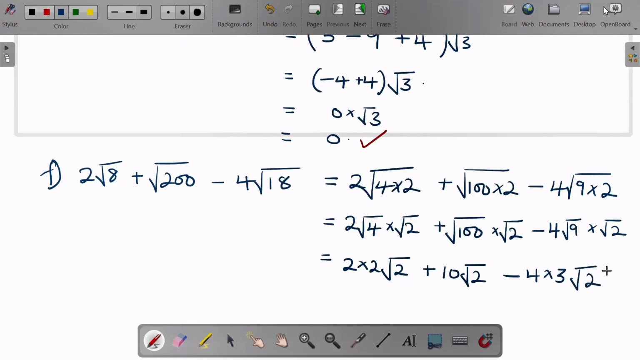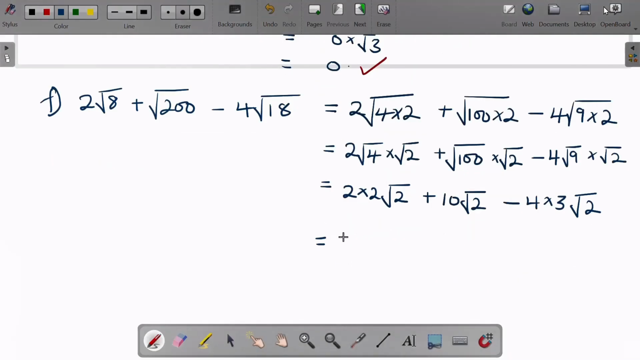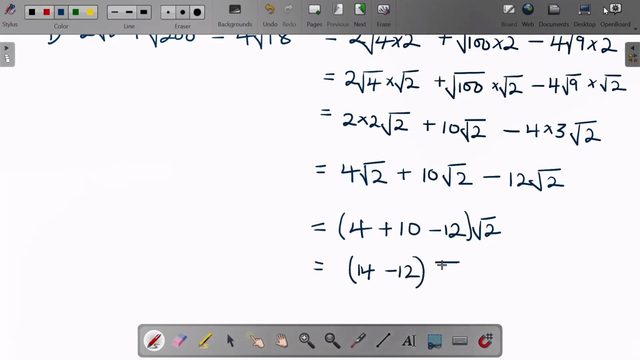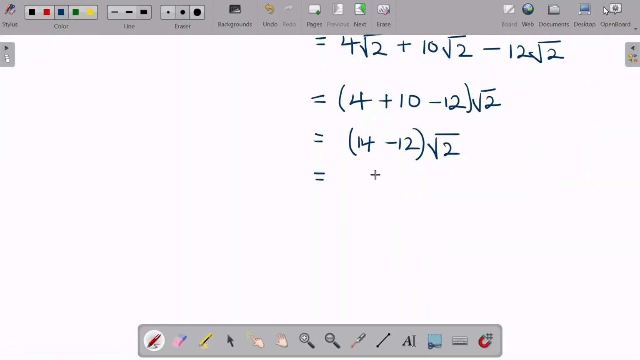As we simplify further, this is the same as 4 square root of 2 plus 10 square root of 2 minus 12 square root of 2. The distributive property can work, whereby we are going to pull out the common factor, which is the square root of 2. Here we shall remain with 4 plus 10 minus 12. So this is the same as having 14 minus 12, but the whole of it multiplied by the square root of 2. This is the same as having 2 multiplied by the square root of 2. So this becomes the answer for that part.